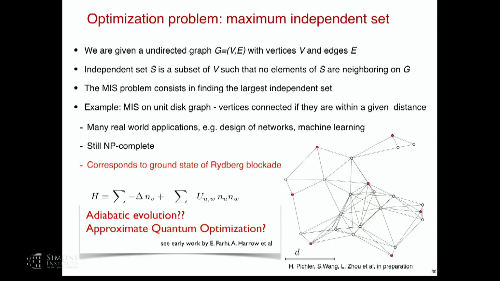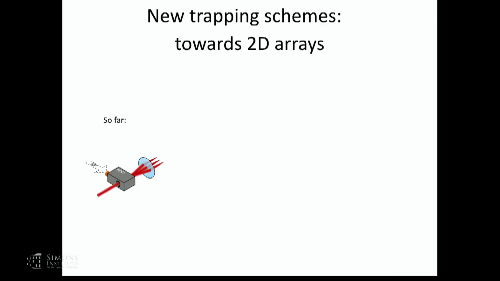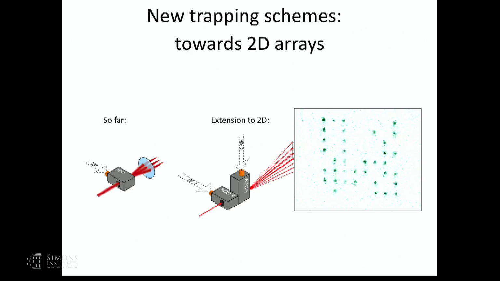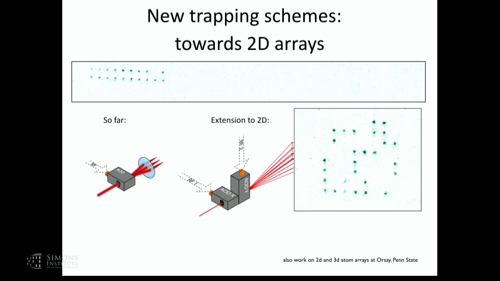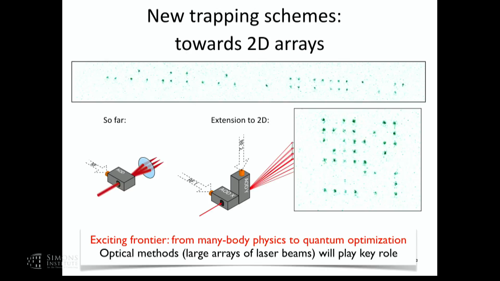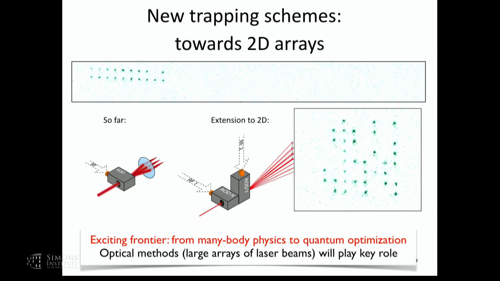So something that I'm happy to talk to you about. But in the interest of time, let me just conclude by showing that this problem becomes very interesting once we go to 2D arrays. Here we are now starting to trap atoms in two dimensions, creating arrays of atoms and starting to rearrange them. I think this really is a very exciting frontier where many-body physics, quantum control and quantum optimization can really work together to do something special.